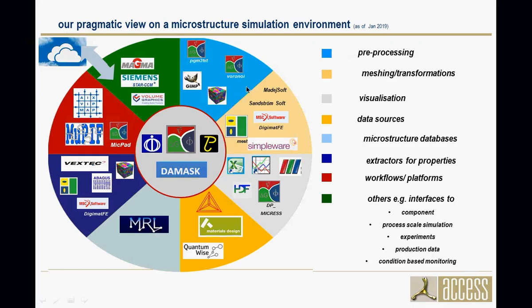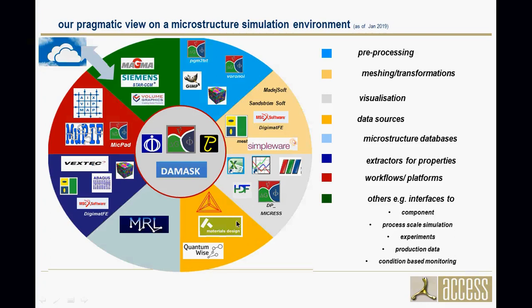On the one hand, we've got pre-processing machinery to generate artificial microstructures. Then we need meshing tools to convert between voxel-type representations and FEM-type representations, and there are some codes around. Then we need some visualization tools, like the open-source ParaView, or just Excel, or an HDF5 viewer, which visualizes HDF5 files, or our internal postprocessor display for MICRESS.